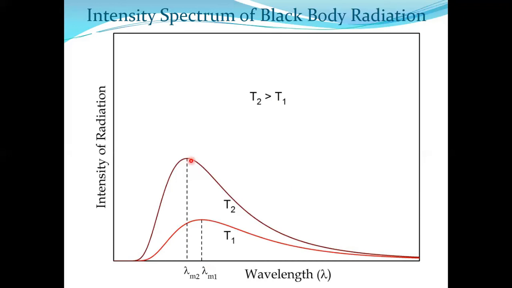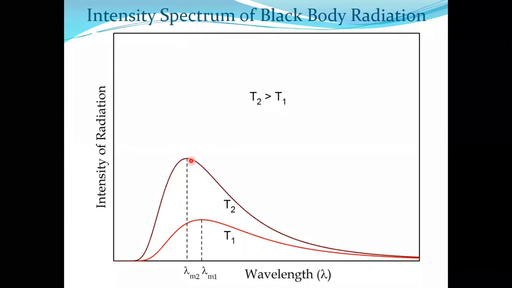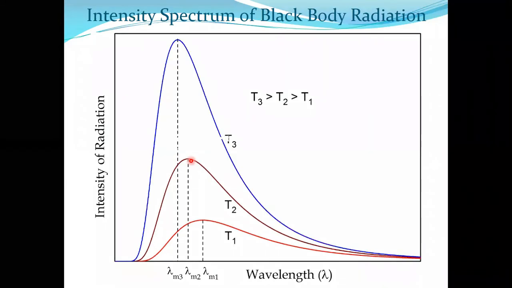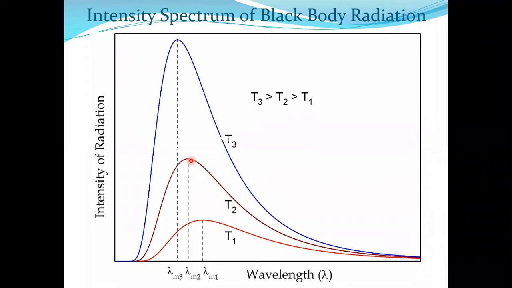It is observed. Is it true? Let's check for another temperature. Now we have increased the temperature to T3, say 3000 Kelvin. When the temperature is increased, first of all, intensity is increased drastically. Of course, we know that we are supplying more heat energy, so it is expected we will get more light energy. But the amount of energy is very large. Why? We will discuss later.